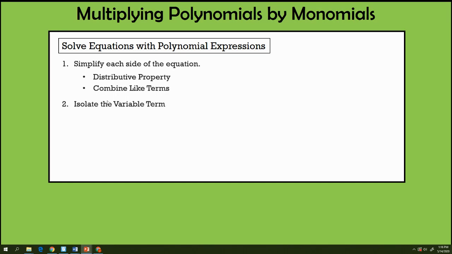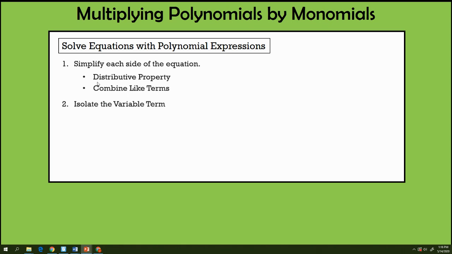That means the variable term is generally going to be a product of a number and the variable we're trying to solve for. So it's going to be a number times a variable. We want to isolate that. We want to get that on one side of the equation by itself. Typically, what we have to do is subtract or add a number to both sides to eliminate the number on the same side as that variable term.